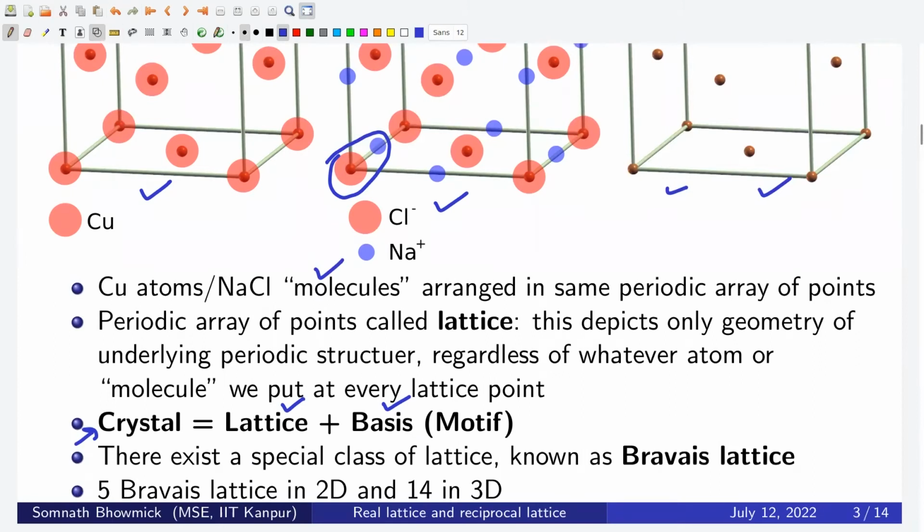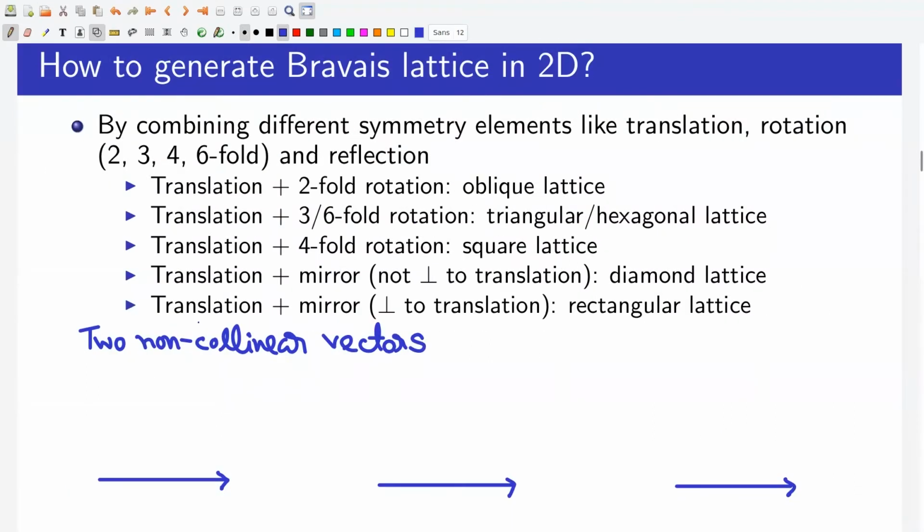Now, there exists a special class of lattice known as Bravais lattice. There are 5 Bravais lattices in 2D and 14 in 3D. Let us briefly discuss them. A 2D crystal has 3 types of symmetries: translation, rotation, and reflection. Only 5 types of rotations are possible if we want to preserve translation symmetry.